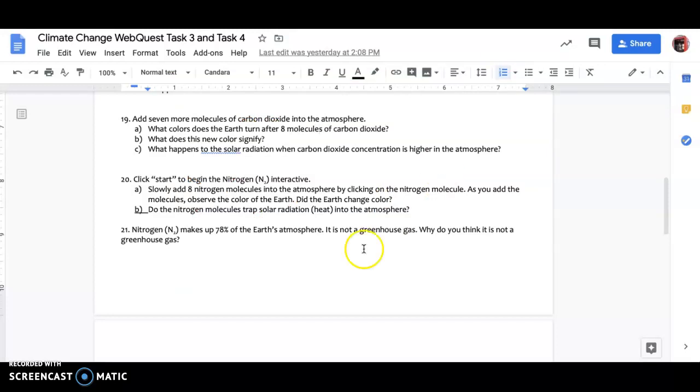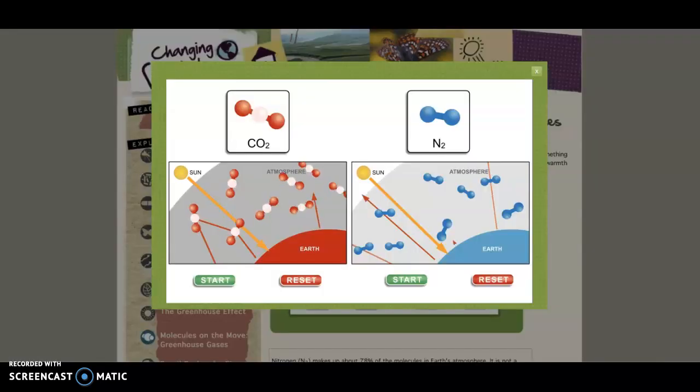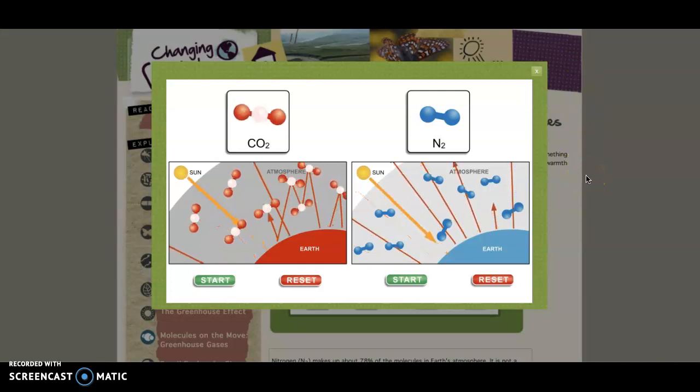All right. And the last question. Nitrogen makes up 78% of Earth's atmosphere. It is not a greenhouse gas. Why do you think it is not a greenhouse gas? So take a moment. I'm going to leave this up for another minute. Again, you can replay all of this if you need to or pause where needed, but explain based on this evidence why it is not a greenhouse gas.